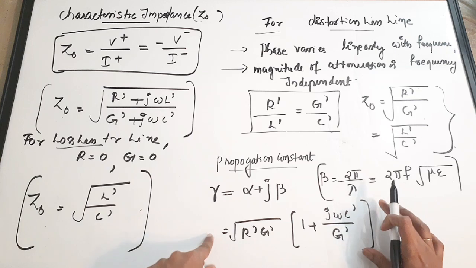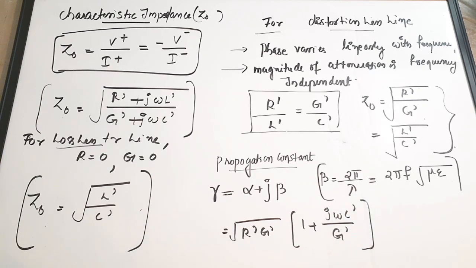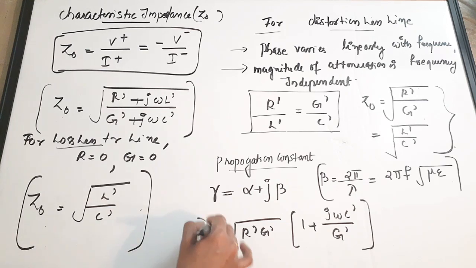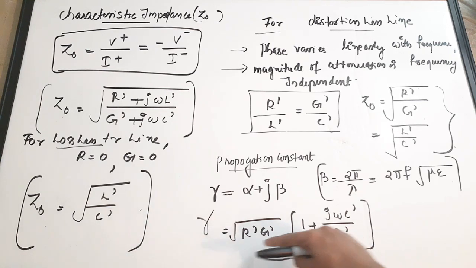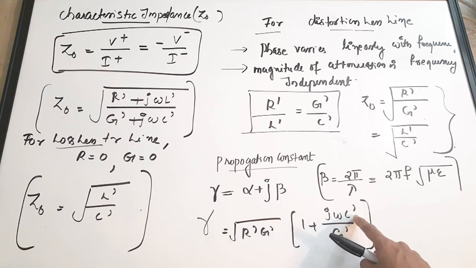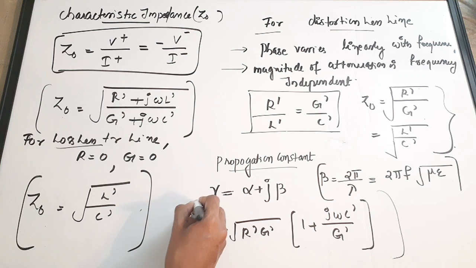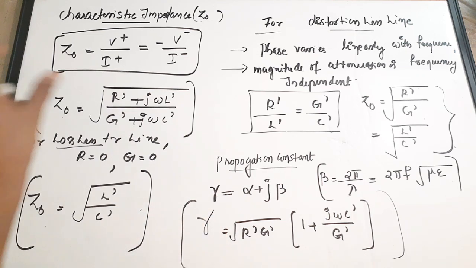And in terms of the components of your transmission line, you can write the propagation constant gamma is equal to square root of R' G' into 1 plus j omega C' by G'. This is the propagation constant equation in terms of the elements of a transmission line. So this is the general characteristic impedance equation, the one for a lossless line, the one for a distortionless line, and this is the propagation constant. These are very, very important equations.